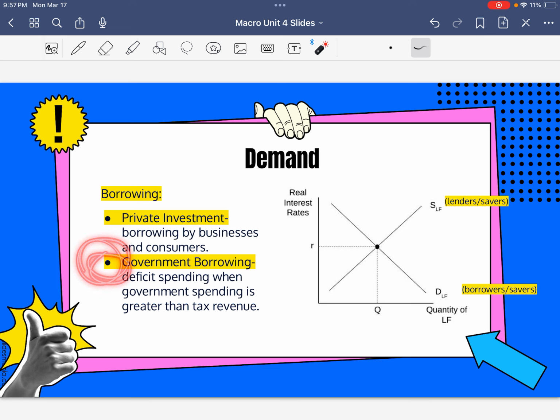Government borrowing is essentially deficit spending. So we've looked at this word deficit before, but deficit essentially means that the government spends more than what it brought in revenue. So if they're spending more than what they made in tax dollars, they're borrowing that money from somewhere. They're probably borrowing it from individual citizens, from foreign investors. So the government is borrowing money. So the government and people show up in both the supply and the demand curve.